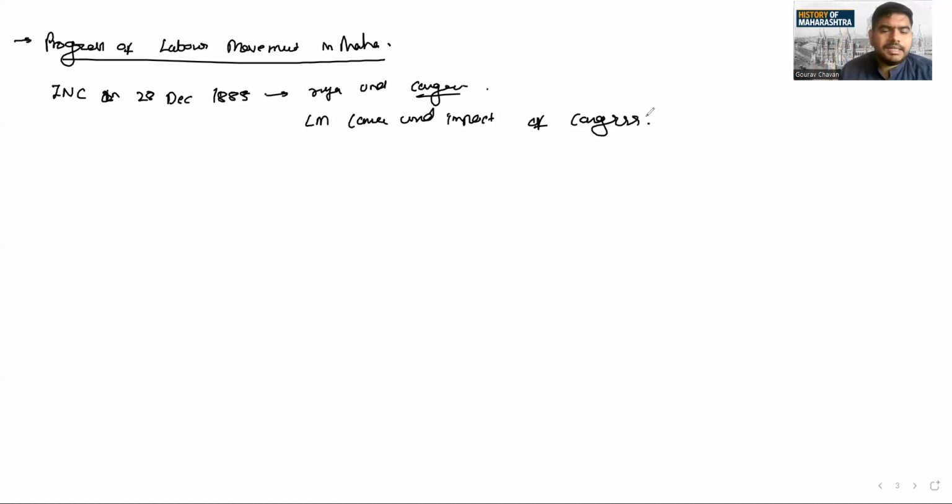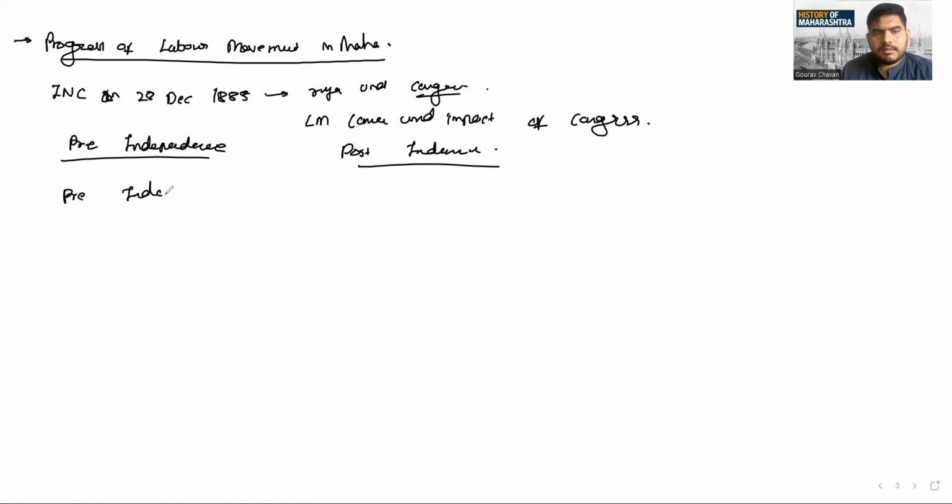Now, to study the nature of these labor movements, we can divide them in two parts. One is called the pre-independence labor movement, and the second one is called the post-independence labor movement. We'll see them one by one. First, we'll be talking about the pre-independence labor movement.